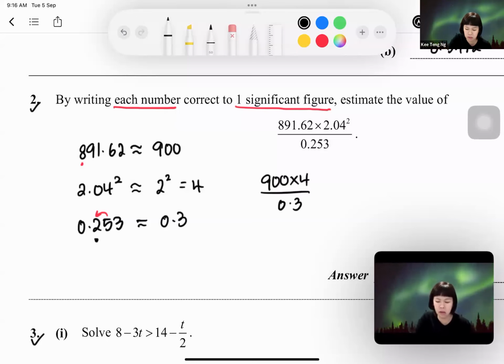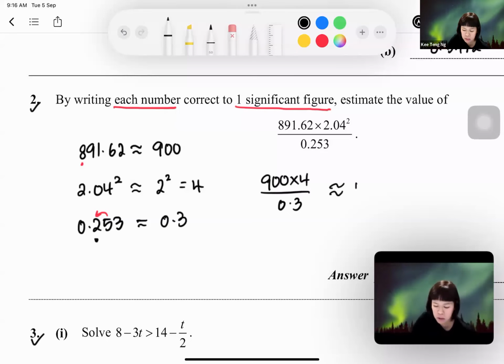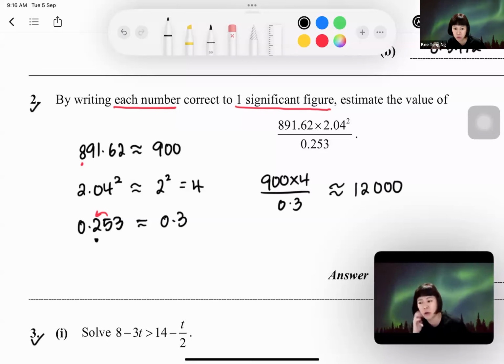And then I get my answer approximately. Notice all my symbols here are approximation signs, not the equal sign. It's important to understand how you present your working.